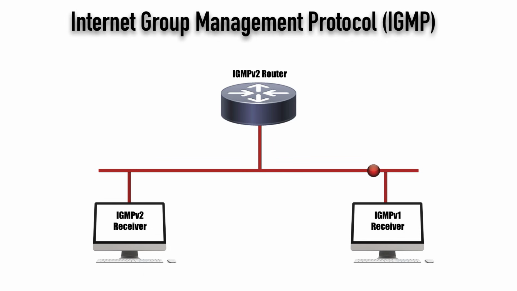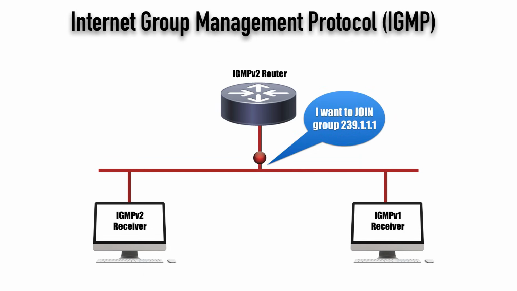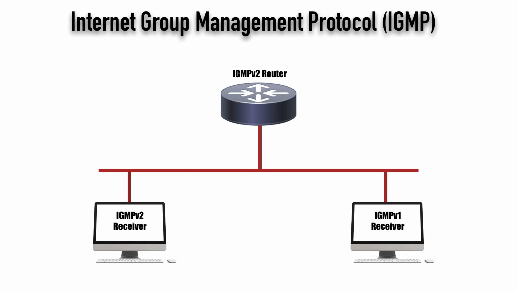My IGMP version 1 receiver is going to send a packet up to the router saying, hey, I want to join 239.1.1.1. And at that point, that router is going to know to send traffic destined for that group out of the interface off of which that receiver is connected. If that router is not yet receiving traffic for that group, then it needs to graft itself on to the multicast distribution tree. It needs to talk to another router in the network saying, hey, can you start sending me traffic for this group? I've got a guy over here that needs it.